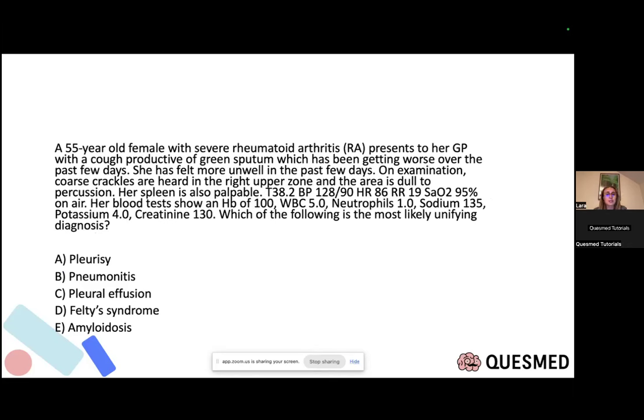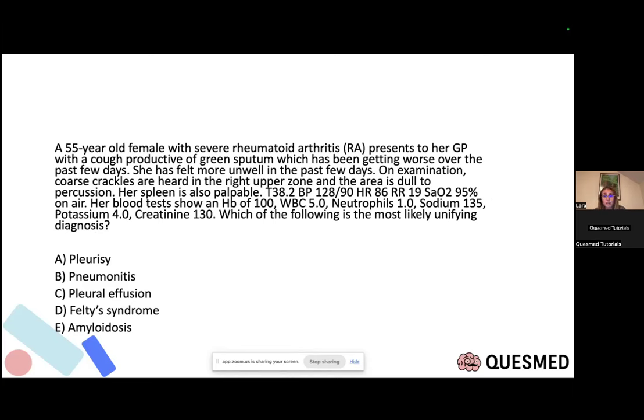So I think we're talking a little bit about inflammatory arthropathies now and rheumatoid arthritis. So this is a 55-year-old female with severe rheumatoid arthritis who presents to her GP with a cough productive of green sputum, which has been getting worse over the past few days. She's felt more unwell. On examination, coarse crackles are heard in the right upper zone and the area is dull to percussion. Her spleen is palpable.